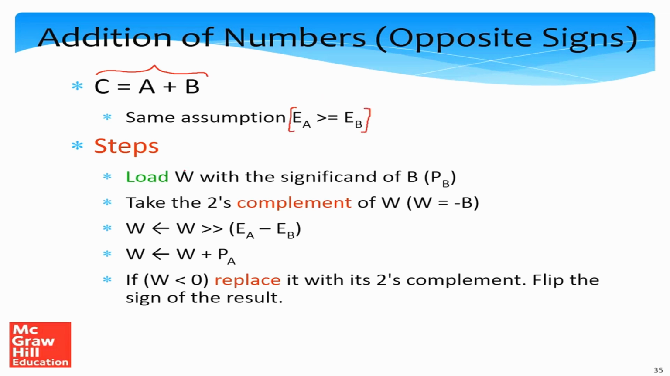So the first few steps are the same. We load the register W with the significand of B, PB. Since A and B don't have the same sign, we need to essentially ensure that they have the same sign, and this can be done by negating B. So we take the 2's complement of W, so essentially set it to minus B. And then we'll perform an addition.